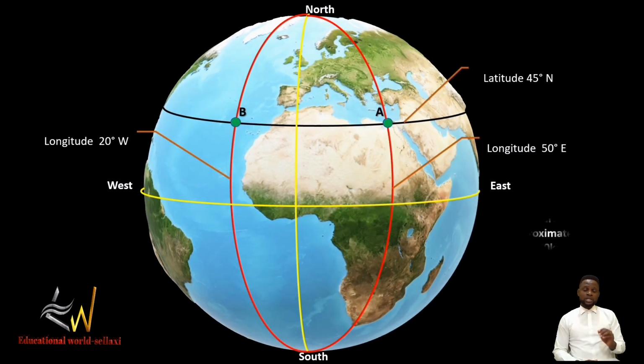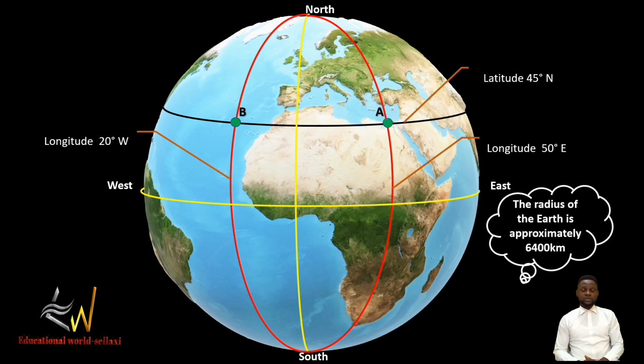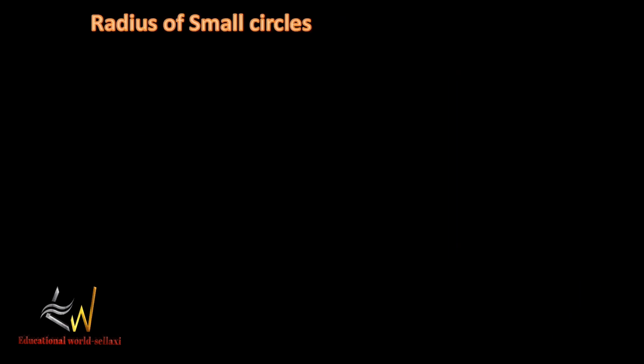There is something I want you to take note of. That is the value of the radius of the earth. The value of the radius of the earth is 6,400 kilometers. Take note of that. So even if you are not given the value of the radius of the earth, it is a constant, and throughout our calculation in this topic, that is what we'll be using, 6,400 kilometers. Now the next thing we are going to look at is what we call the radius of small circles. Just like the name implies, small circles mean that their radius is smaller than that of the earth.